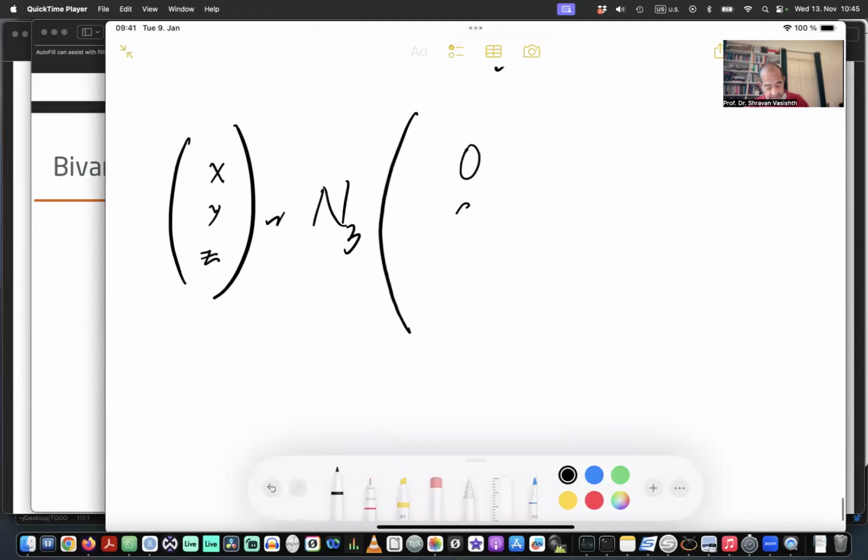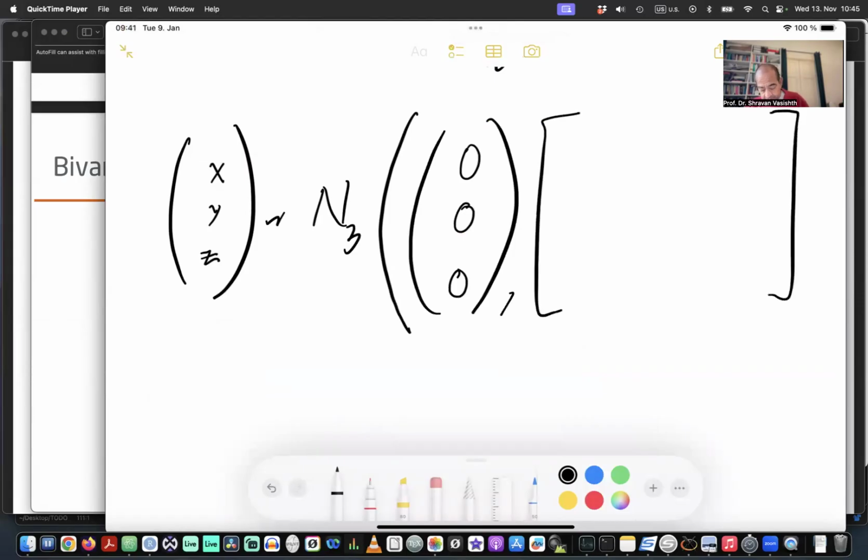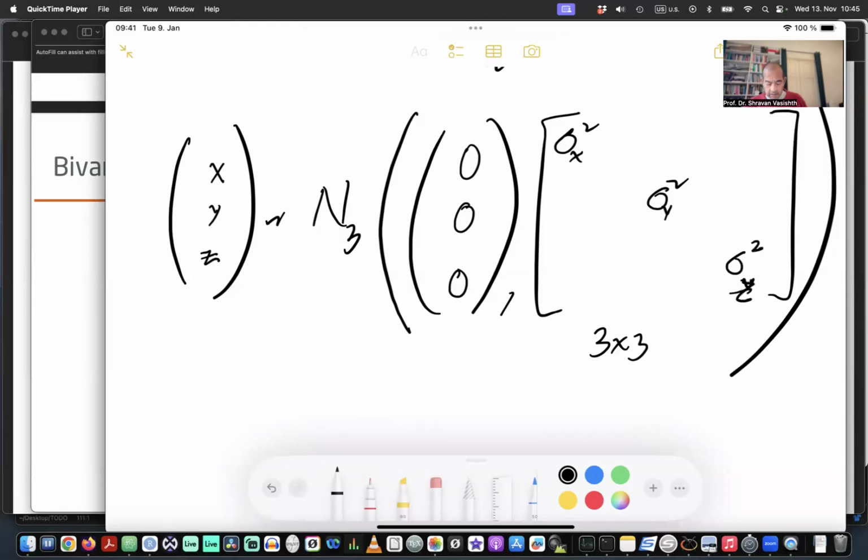If these are standard normal distributions, then each of these would have mean 0. And then I would have to write a gigantic variance covariance matrix that would have dimensions 3 by 3, because along the diagonals, I would have the variances of the three random variables X, Y, and Z. And in the off diagonals, here, here, I would have the covariances.